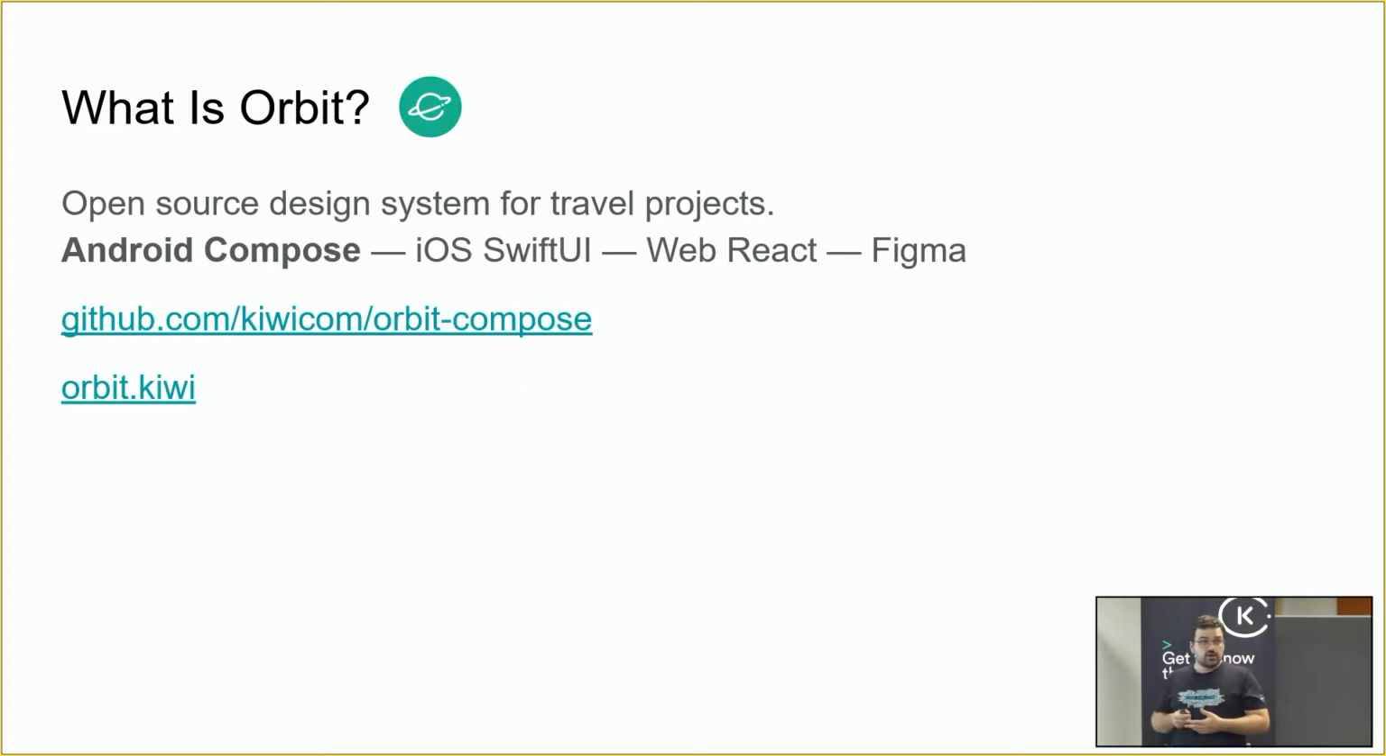What is Orbit? Orbit is Kiwi's own design system. It is mainly for our own usage, but obviously you may use it for your own travel products. It's open source, and it's not just about Figma, but we have implementations for React, Web, and obviously for Swift. Today I will talk about our own Android implementation in Jetpack Compose. The Jetpack Orbit Compose library is also open sourced, and the Orbit documentation, not the Orbit Compose documentation, is at orbit.kiwi.